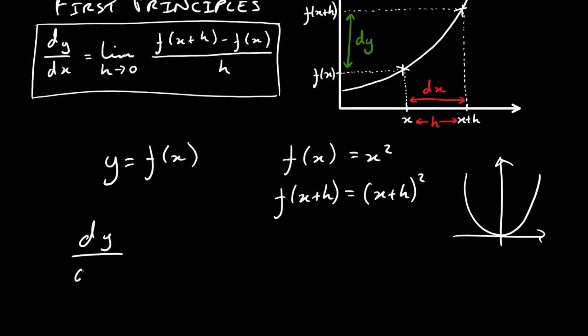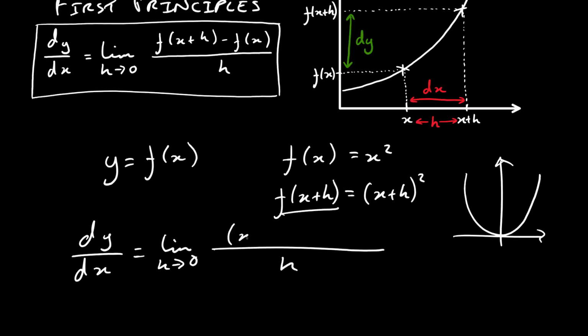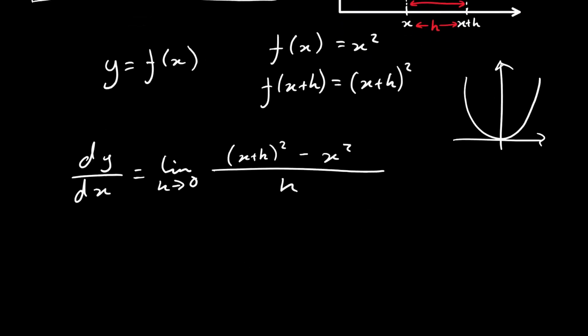So dy by dx is equal to the limit as h approaches 0. I'm just simply using this formula up here, not done anything else. That's equal to, well, on the denominator, I've got h. On the numerator, I've got f of x plus h, which is x plus h all squared, minus my f of x, which is x squared. Okay, so now it's just a case of playing around with this.